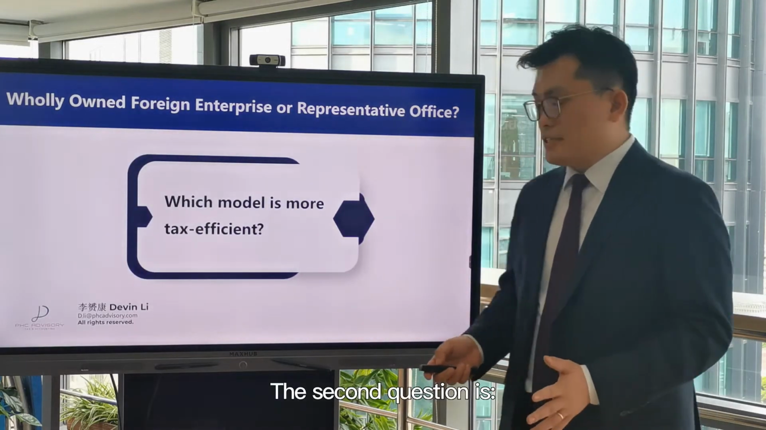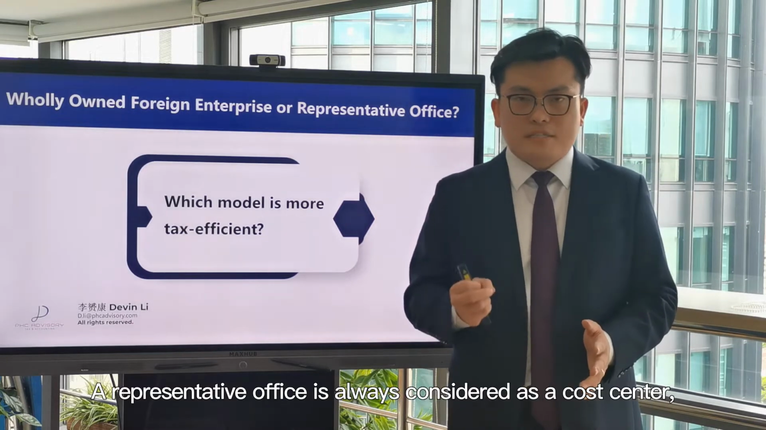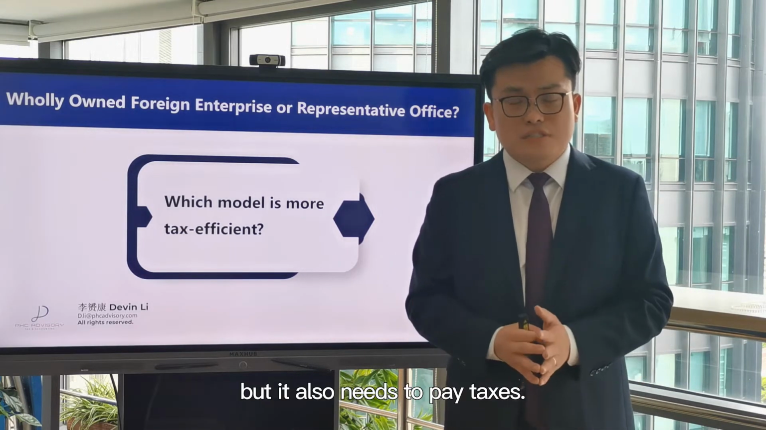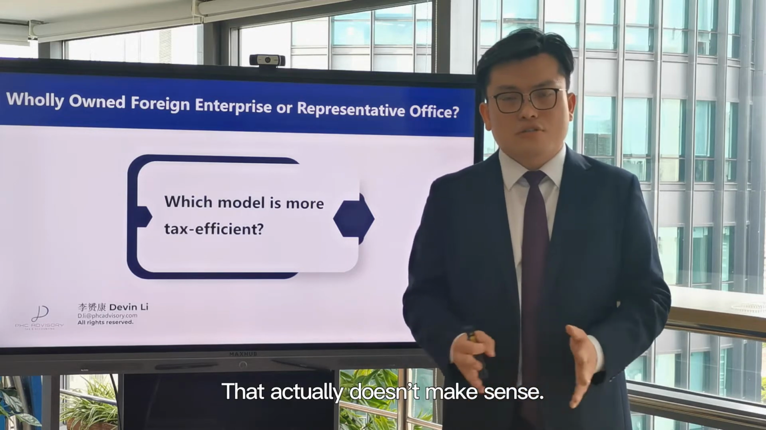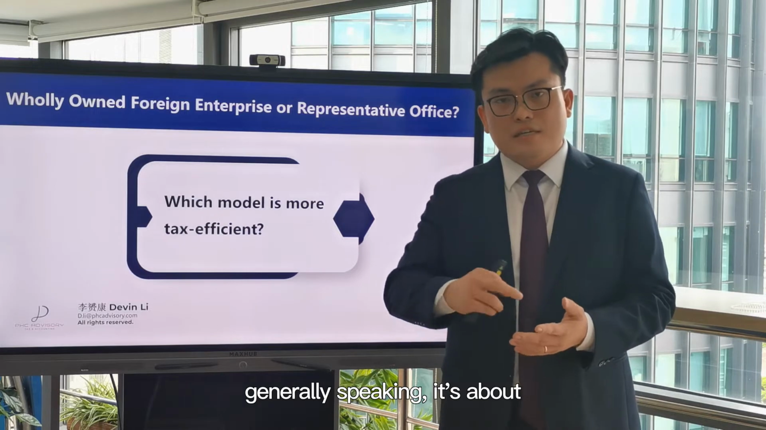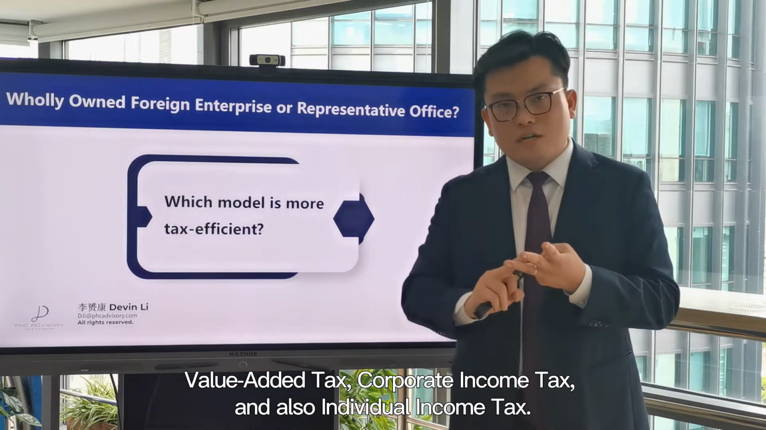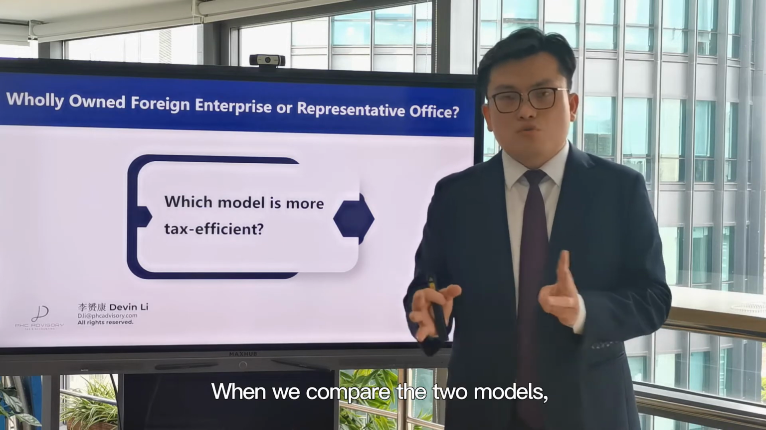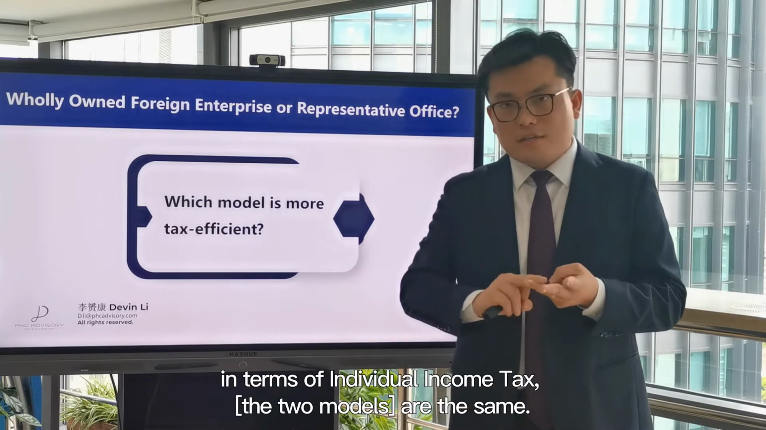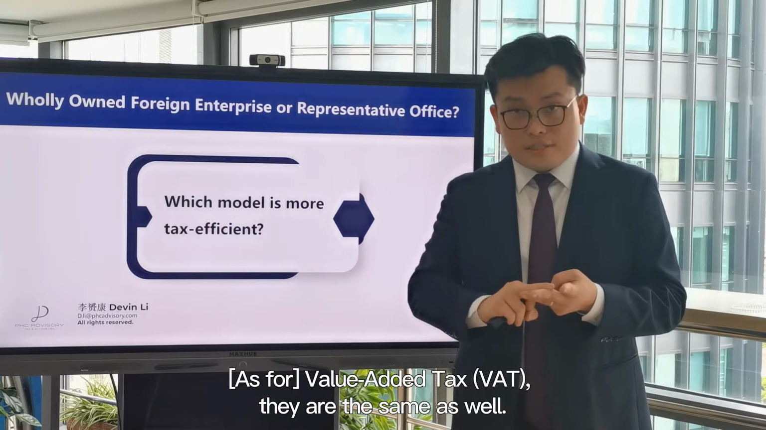The second question is, which model is more tax efficient? A representative office is always considered a cost center, but it also needs to pay tax. That actually doesn't make sense. When you're talking about tax, it's generally speaking value-added tax, corporate income tax, and also individual income tax. When we compare the two models, RO and WFOE, in terms of individual tax, they are the same. Value-added tax, VAT, is the same as well.